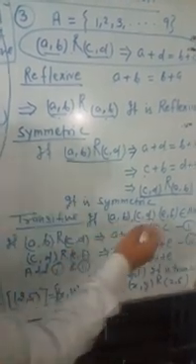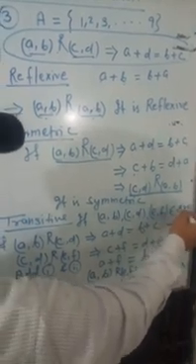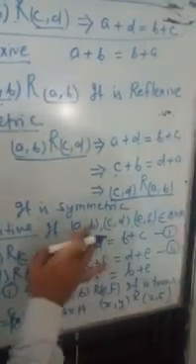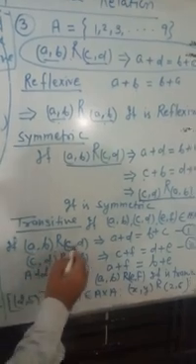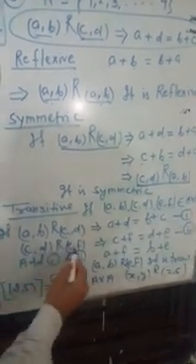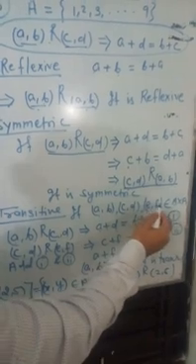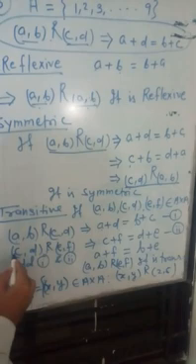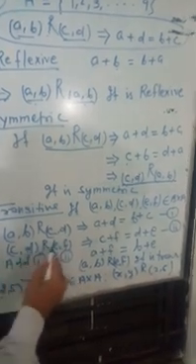Now you go on transitive. (a, b) these ordered pairs belong to A cross A. These are part of the ordered pairs of the relation. In the first case, (a, b) R (c, d), you can write according to the rule a plus d equal to b plus c. (c, d) R (e, f), (e, f) is also part of the binary relation, so c plus f equal to d plus e.